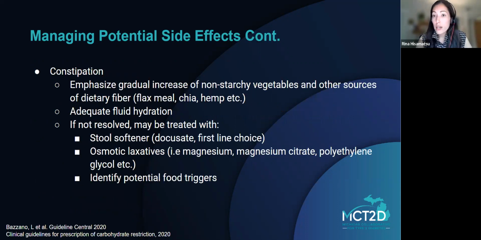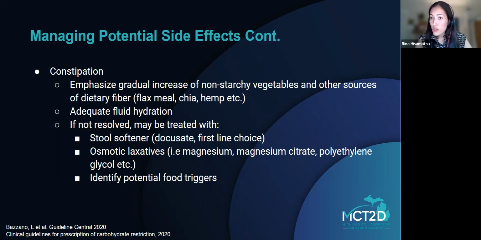So constipation is a common side effect that we hear from a lot of patients pursuing a low carbohydrate lifestyle. Typically, the first line of defense here would be to emphasize the importance of gradually increasing sources of dietary fiber coming from non-starchy vegetables and other sources such as nuts and seeds, and soluble fiber like flax meal, chia seeds, and even psyllium husk would be a good one. And of course, we need to make sure that that is balanced out together with fluid hydration. We can't forget to maintain hydration at the same time.